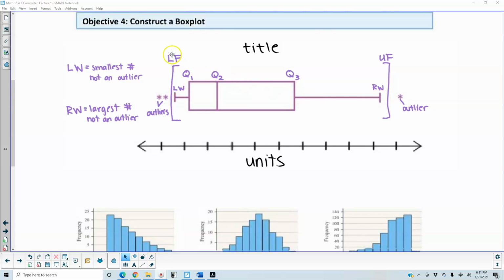And then what we have is LF and UF. Remember, that means lower fence and upper fence. And then the outsides, you can see, are the asterisks. Those represent the outliers, where those are numbers that are outside of the data. So this is what our box plot should look like when we construct it. This is the information that we need.